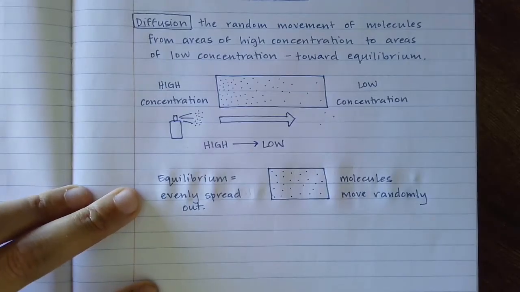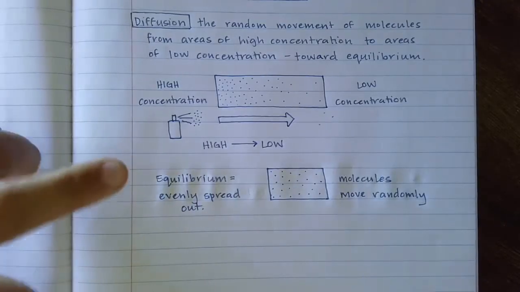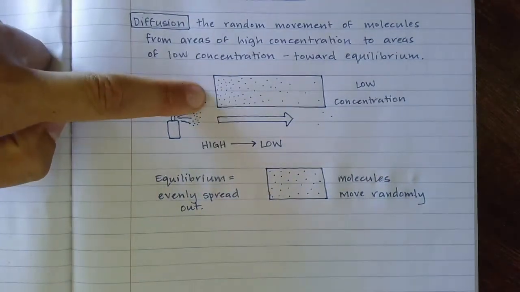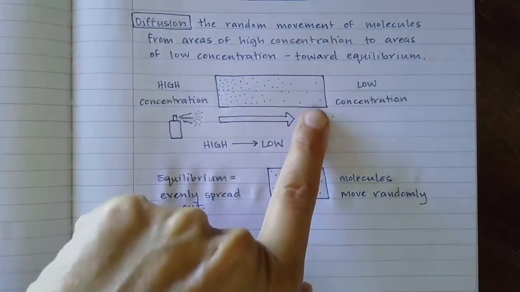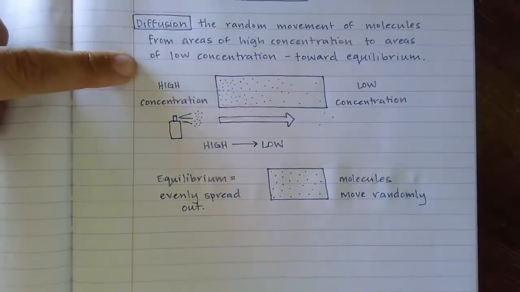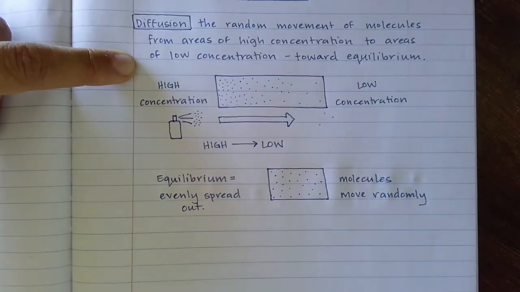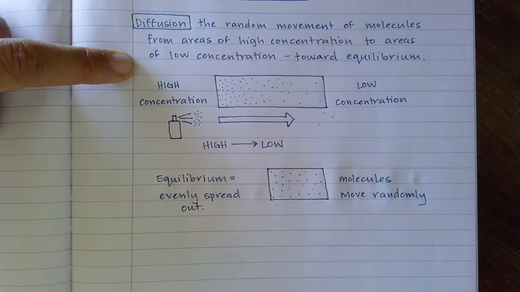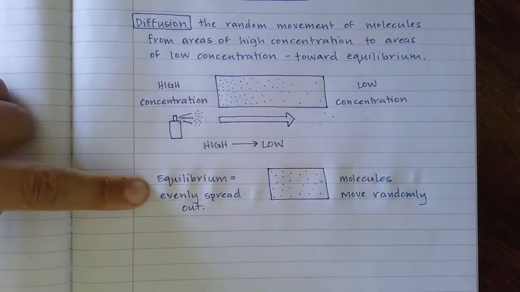So let's review. Molecules are going to move from an area of high concentration to an area of low concentration until the molecules are evenly spread out. This process of moving from high to low concentration is called diffusion. And diffusion doesn't take energy. It happens based on the random movement of molecules. When molecules are evenly spaced out, we say that they are at equilibrium.